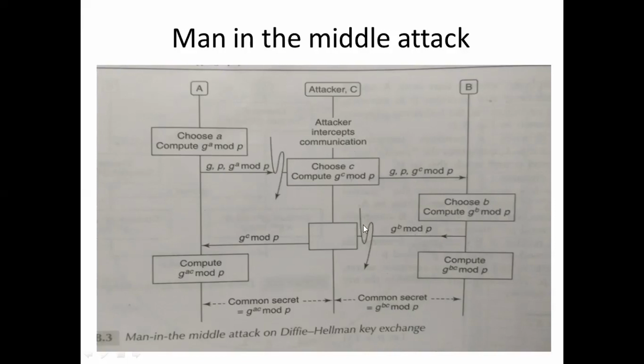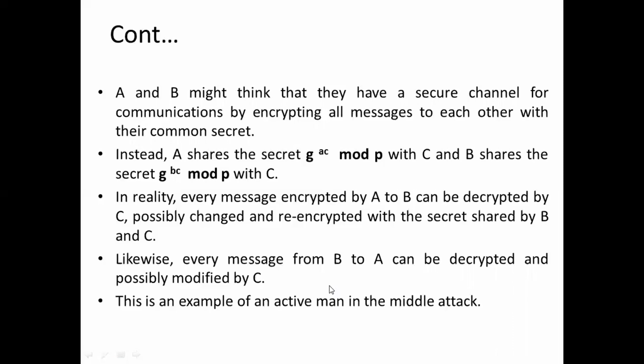The attacker will interrupt B's message also, and the attacker will send the chosen and computed G to the power of C mod P to A. What will A do? It will compute G to the power of AC mod P, and B will compute G to the power of BC mod P. Here, A and C have exchanged a common secret, G to the power of AC mod P, and C and B have exchanged a common secret, G to the power of BC mod P. Let us go with the description.